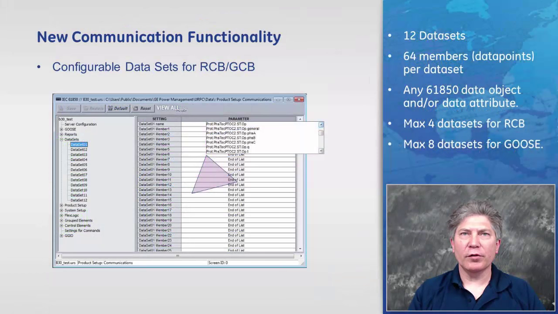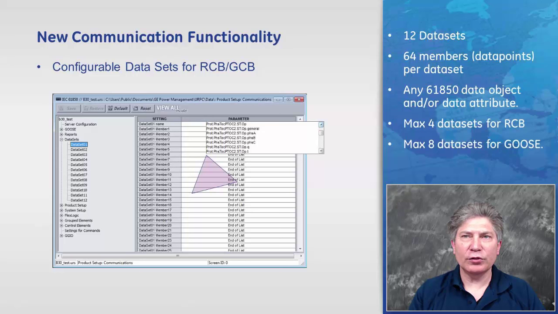As mentioned before, there are 12 data sets in the UR relay. Each data set has as many as 64 members. The UR setup requires that data set members consist of IEC 61850 data objects and/or data attributes. The data set allows for a client to get the values of all members of a data set with a single request rather than having to individually request each member.